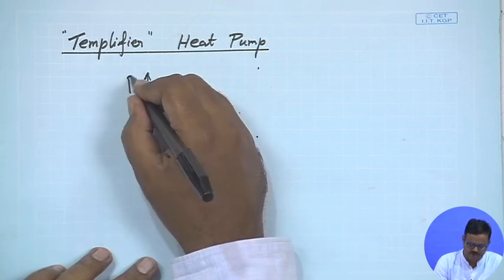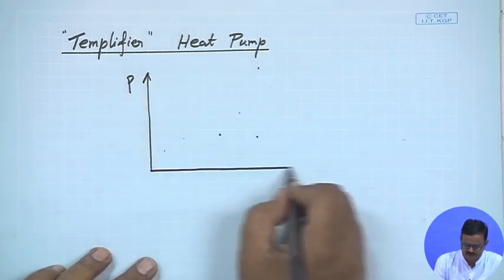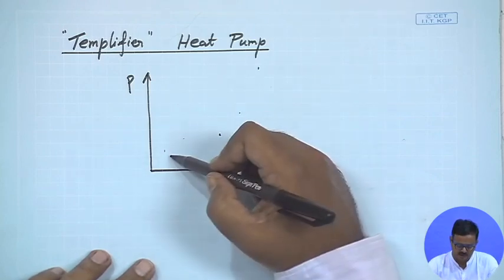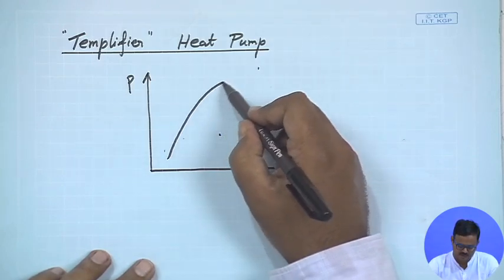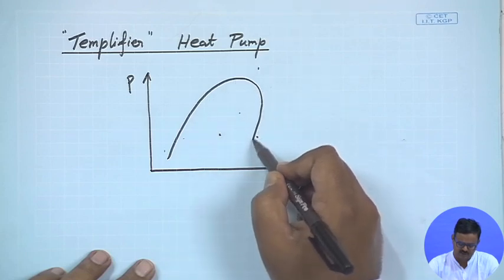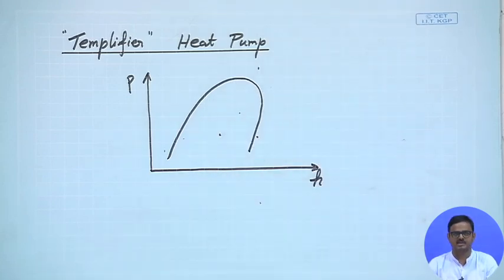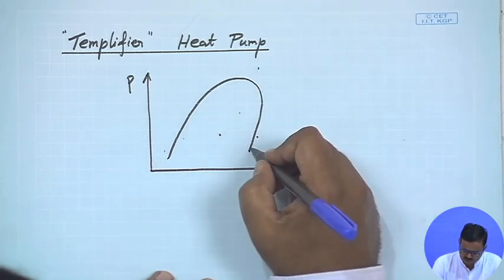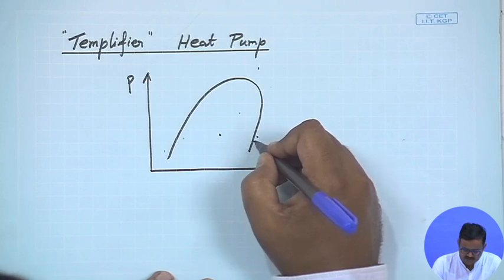of the templifier unit. So, this is pressure and this is enthalpy. Let me draw the vapor dome. This is how it looks like in the pH diagram as we know, and we will keep it like this, and then let us try and see what are the different points on this pH diagram. Okay. So, let me first draw the cycle and then we will go point by point.